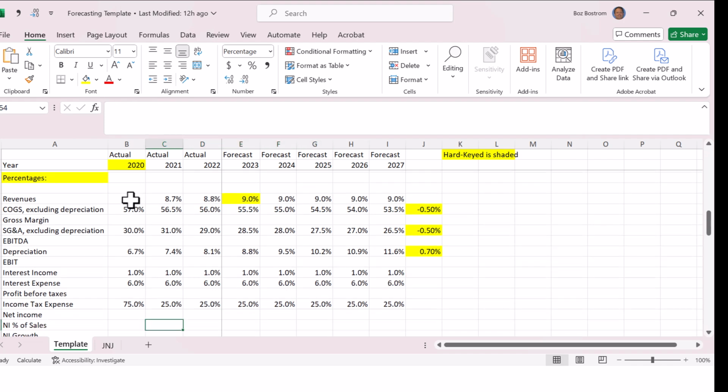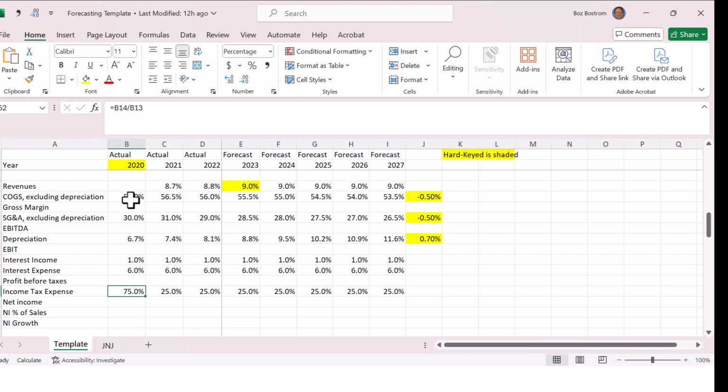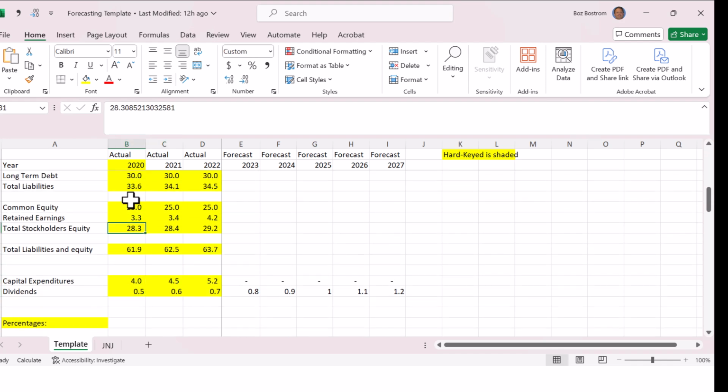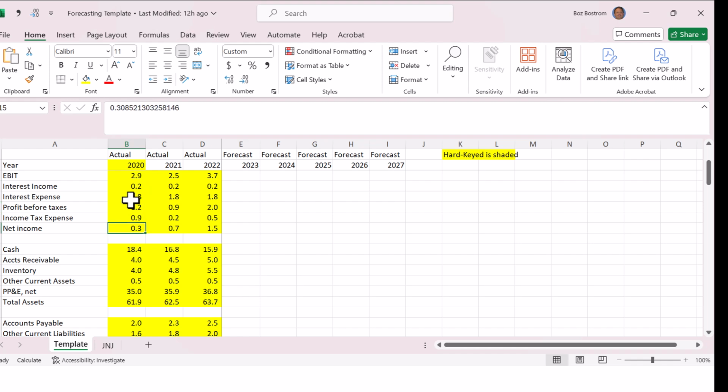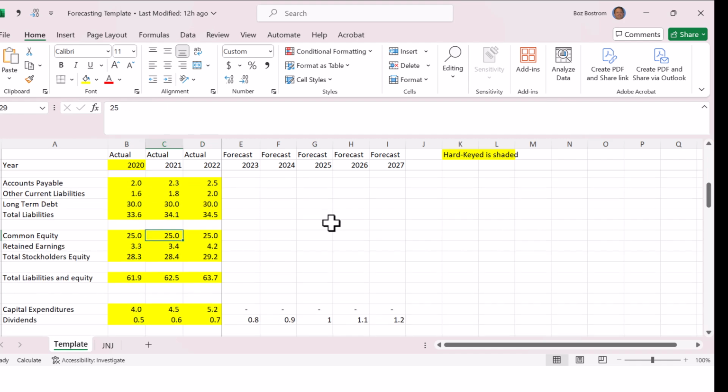Income tax expense, it looks like if I actually go up to the income statement here, they had a lot of income tax expense in 2020. And then, 0.9 as compared to 1.2. Maybe these are in millions, so that's like 0.9 million compared to 1.2 million of profit before taxes. Where in the next 2 years, that's a lot smaller.